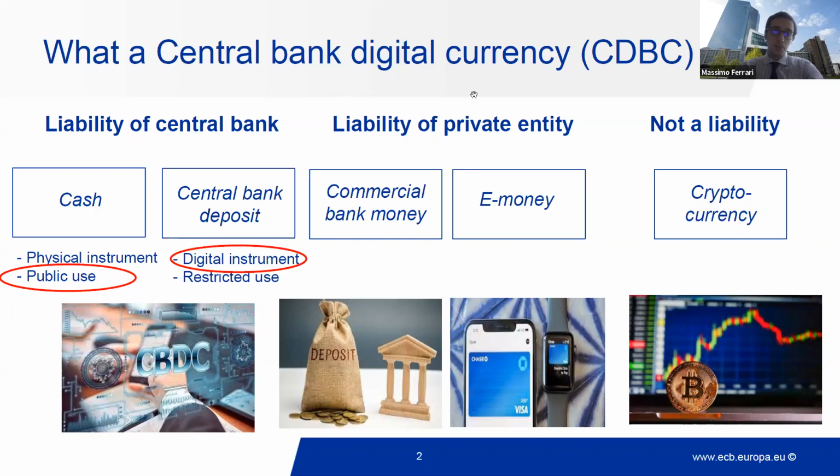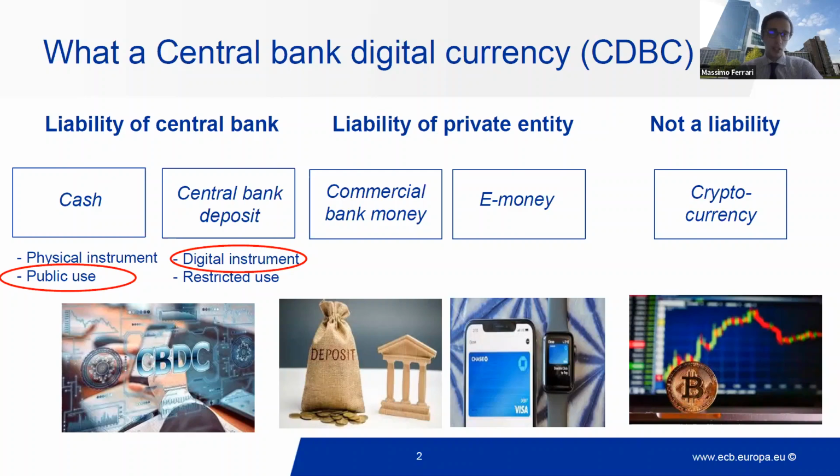It is publicly supplied, so it's completely different from liabilities of the private sector, for example, commercial bank money or electronic money, which are issued by private entities. And it's completely different from a crypto asset, which has essentially no backing, while central bank digital currency is backed by the central bank. It is, in some aspects, similar to a stable coin, which we will not talk about today, but different in many characteristics, one of which is that, differently from a stable coin, the CBDC is backed by the full might of the central bank that issued it, which guarantees the stability of its value.